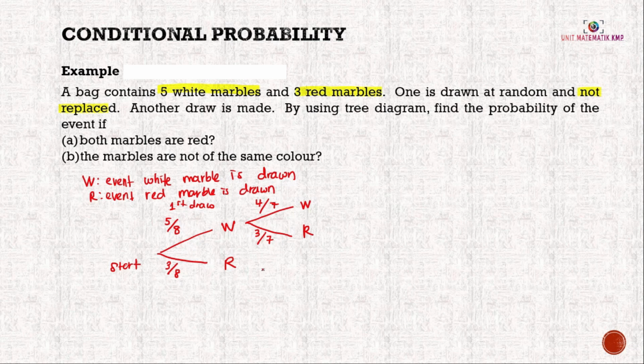Okay, katakan the first draw tu kita dapat red. So the probability untuk the second draw, white still have 5 out of 7, and red akan berkurang 1, iaitu awak akan ada 2 daripada 7 total yang dalam bag tu. Okay, so this is untuk second draw, and then the outcomes is sama ada kita akan dapat both white ataupun white red, red white dan juga red red.